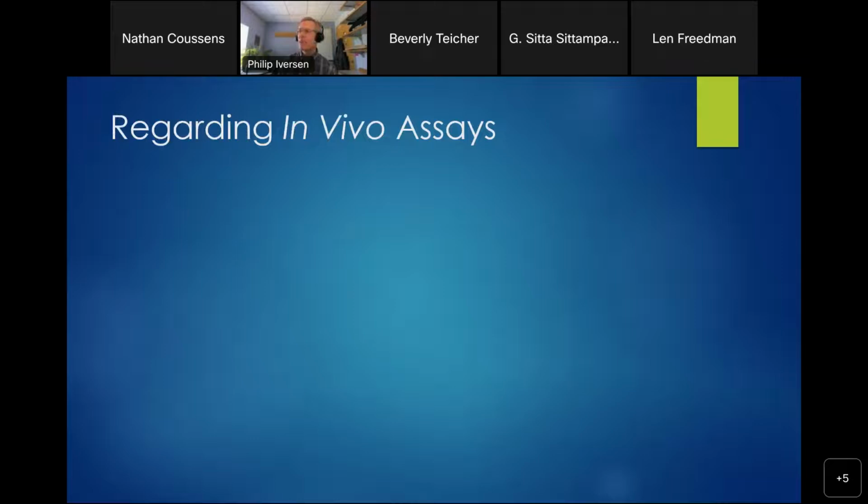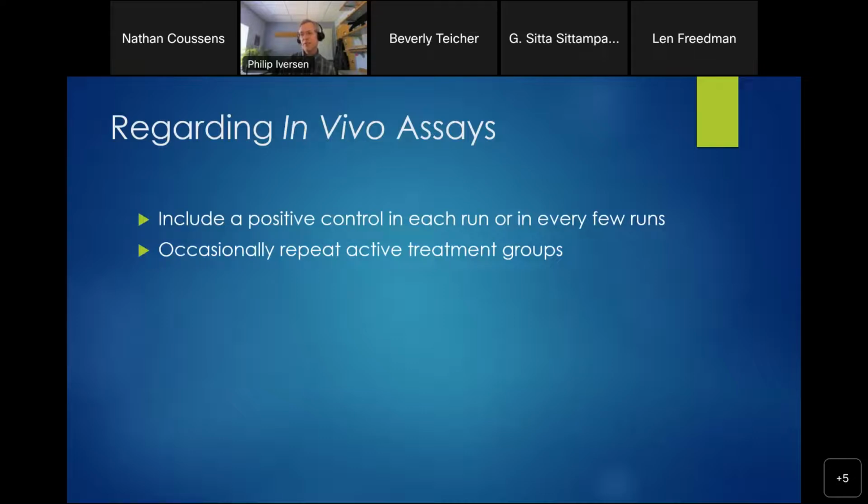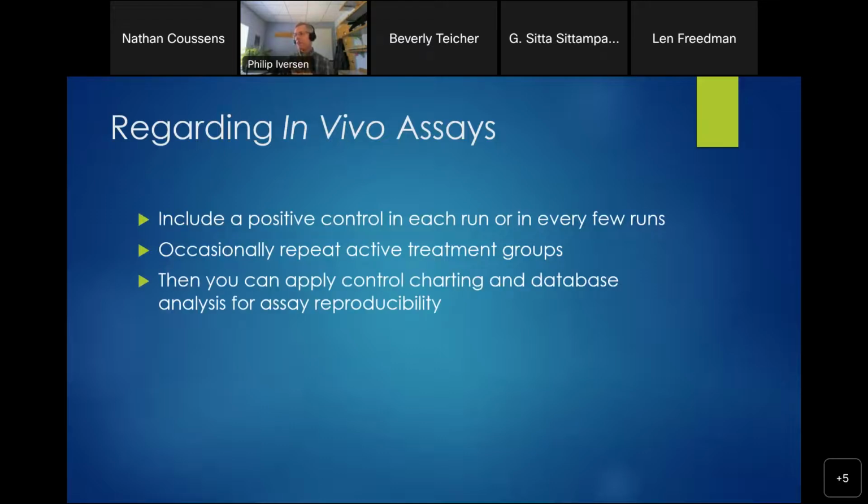Briefly, comments about in vivo assays. It's a really good idea to include a positive control in every run. And if that takes up too much capacity, do it every few runs so that you can begin to apply some of these methods that I've just described for in vitro assays in an in vivo setting. It's also a good idea to occasionally repeat other active treatment groups. Maybe you have an open slot next week, so repeat something you did a couple weeks ago. That gives you at least some data about reproducibility in your in vivo assay system. And if you do that, then you can apply those control charting and database analysis methods I just described for assay reproducibility.